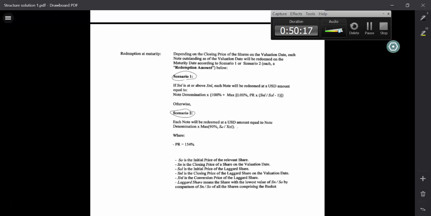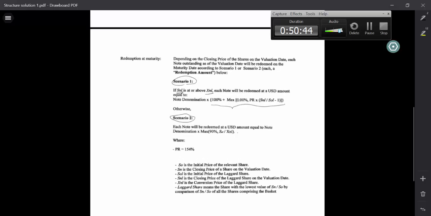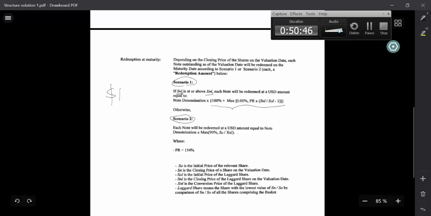In scenario 1, if SNL is at or above XNL, then you are going to get this. So I think, okay, I will explain what these things are. So first of all, when you buy this note, you pay par. You pay 100.